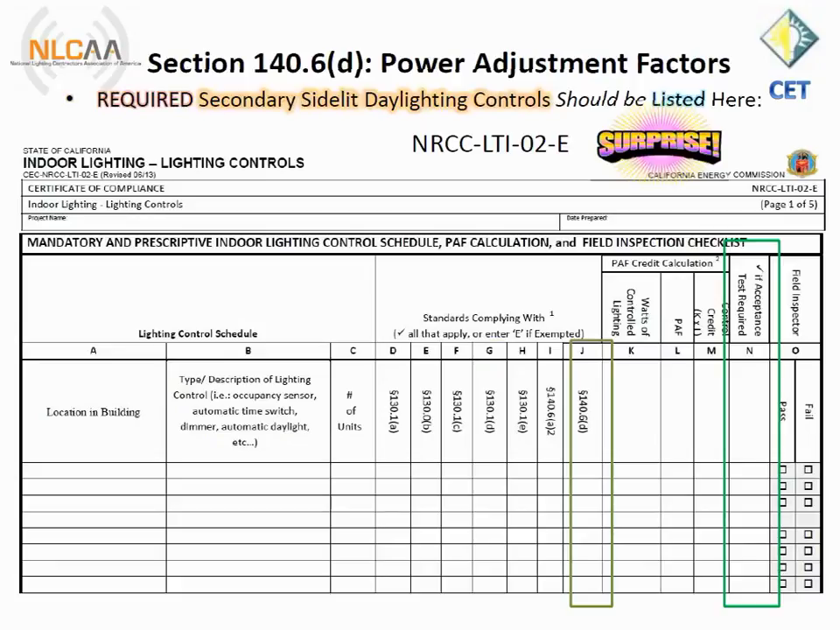Here is where a mandatory automatic daylighting control from 140.6D would be checked off if controlling lighting in a daylit zone created by a window but not directly adjacent to the window, which would be a secondary side-lit daylit zone. If this is a required control, acceptance testing is required. So why are they treating this differently? Why isn't this just under 130.1D? Why do we have a separate column for it?